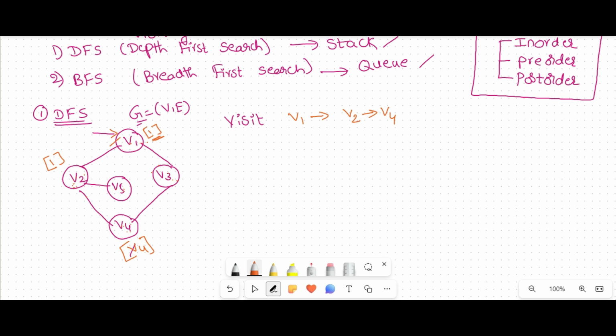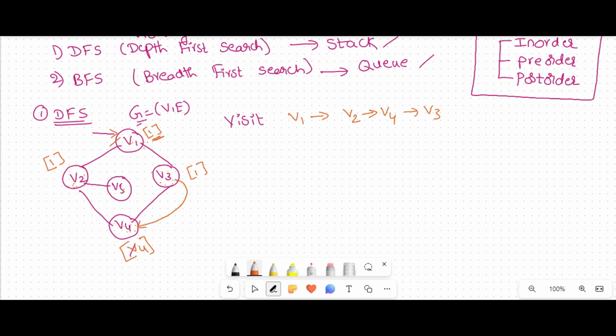V2, V3. But V2 is already visited. Now visit V3. Mark this as visited. V3 adjacent vertices are V1 and V4. But V1 and V4 are already visited. Then what shall I do? I have to move back.